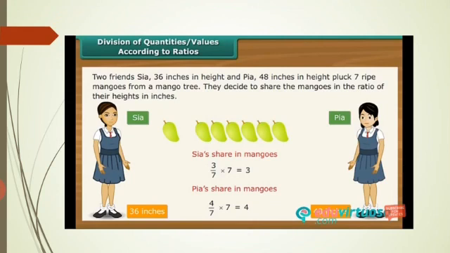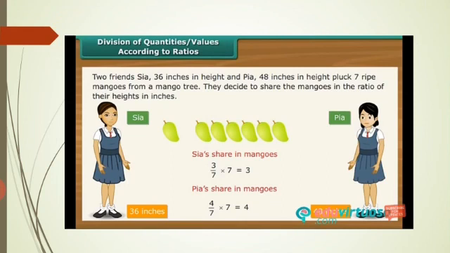Very good. Quantities represent the number of a set of any object, any fruits, or anything else. I have plotted the two members, Shia and Pia. Two friends, Shia 36 inches in height and Pia 48 inches in height, pluck 7 ripe mangoes from a mango tree. They decided to share the mangoes in the ratio of their height in inches.